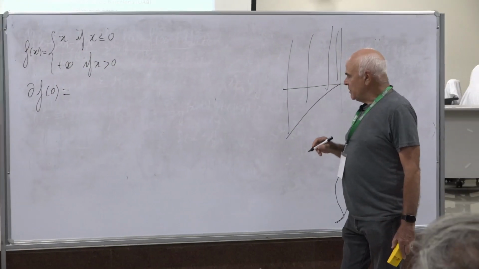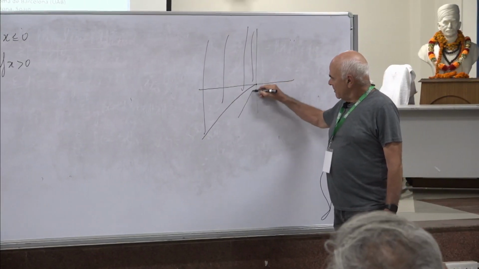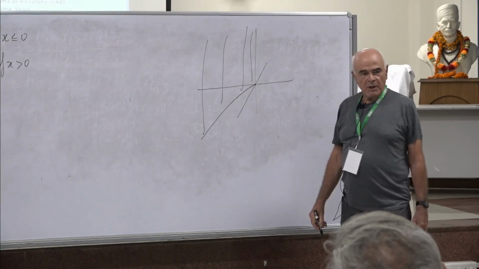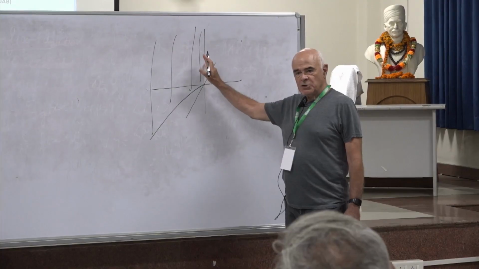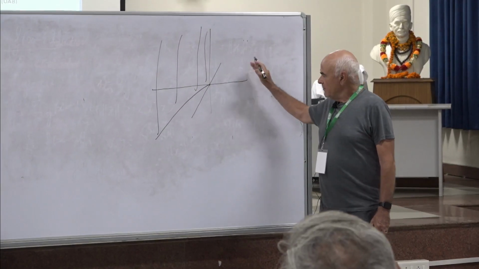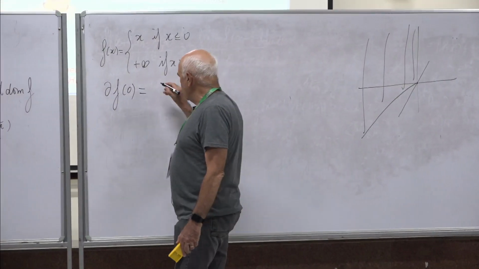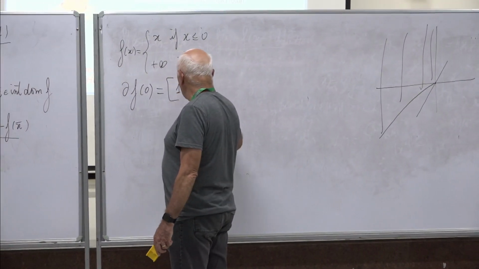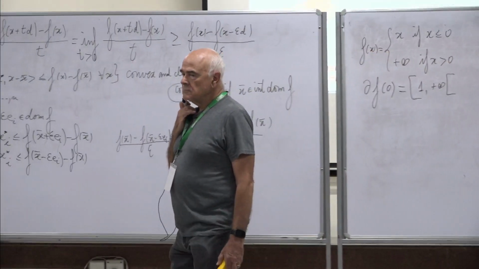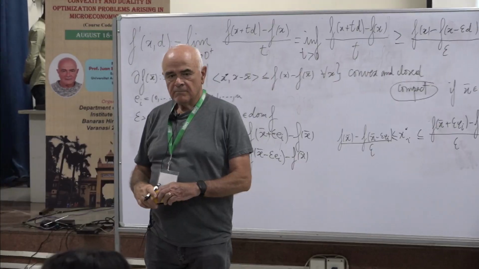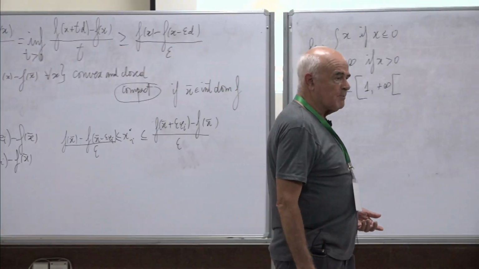This is the set of slopes of straight lines through the origin that are below the graph of the function. And because there is no point in the graph of the function on the right, then every straight line with a slope greater than 1 is a subgradient. I mean, every number between 1 and plus infinity is a subgradient.